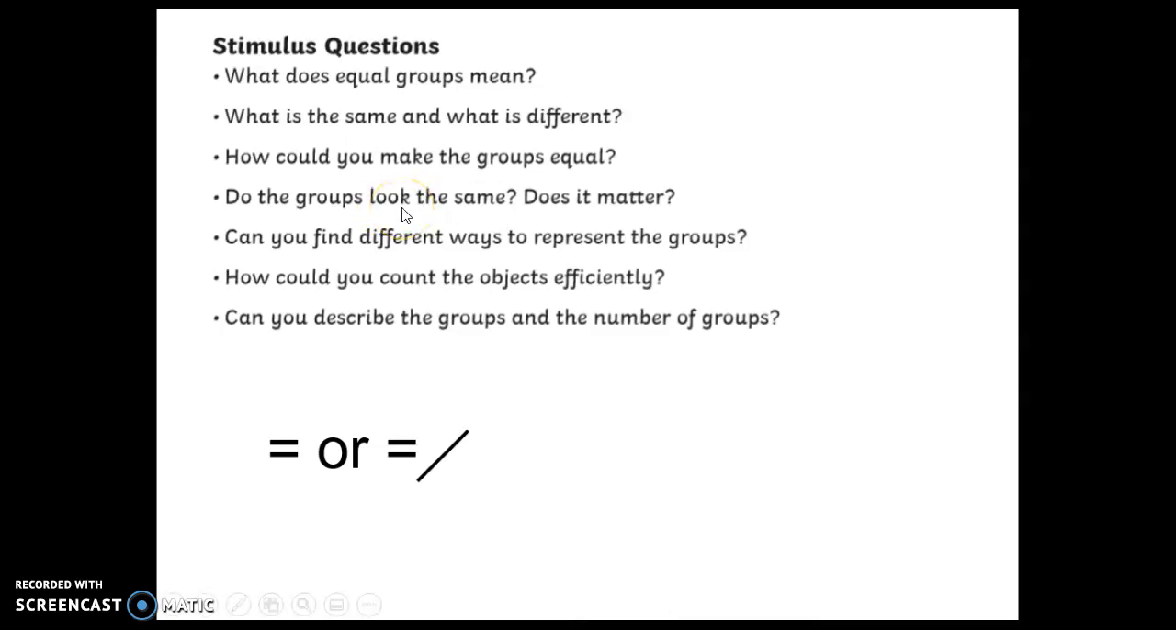Can you find different ways to represent these groups? So it might be that you draw dots. It might be that you do a bar model. It might be that you use jotting, so you use dots. You actually draw the pictures.